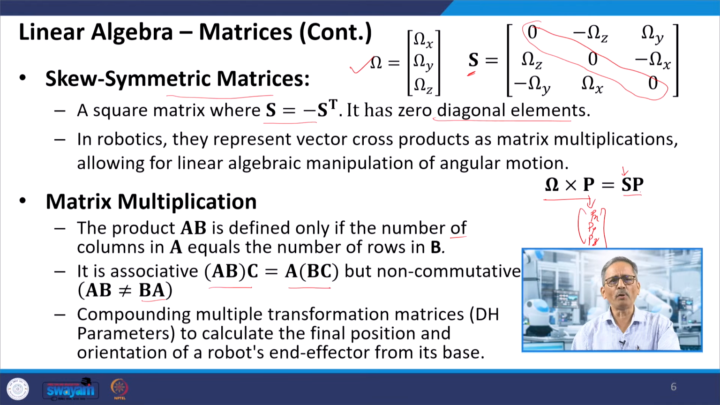And compounding of this matrix multiplication is very useful when we are trying to find the transformation matrices using DH parameters, in order to find the final position and orientation of the robot end effector with respect to the base frame, or the inertial frame.